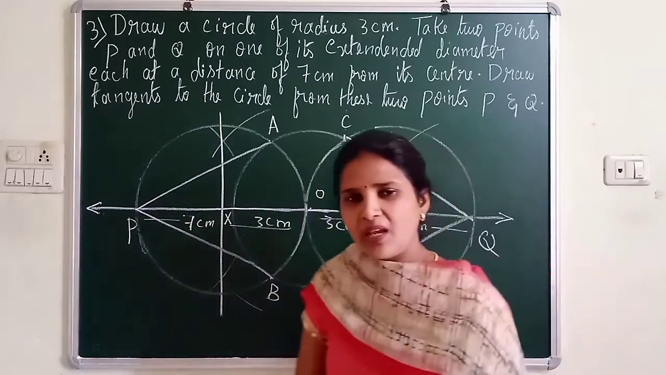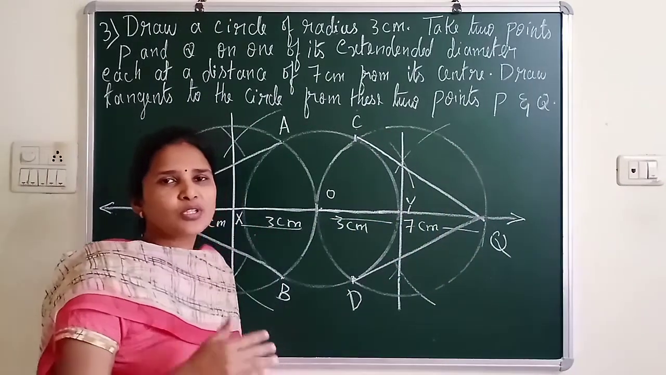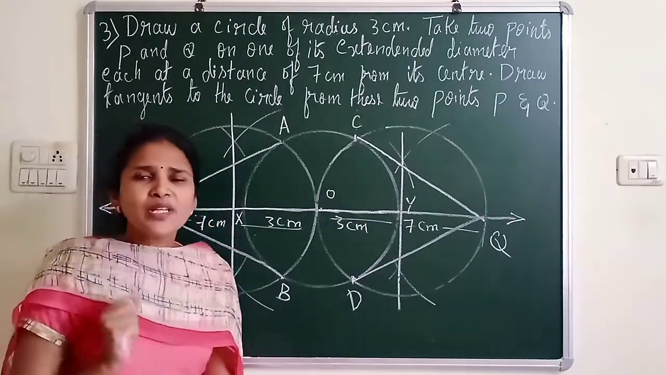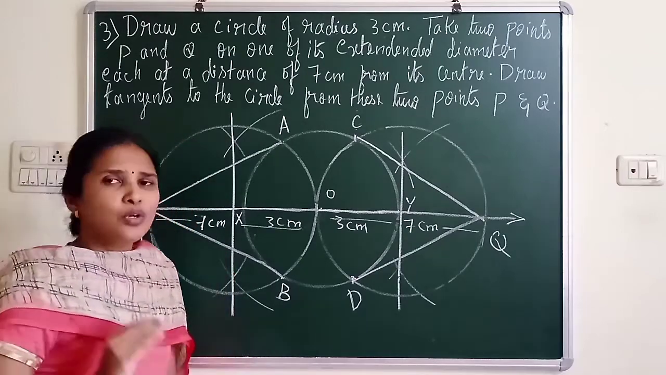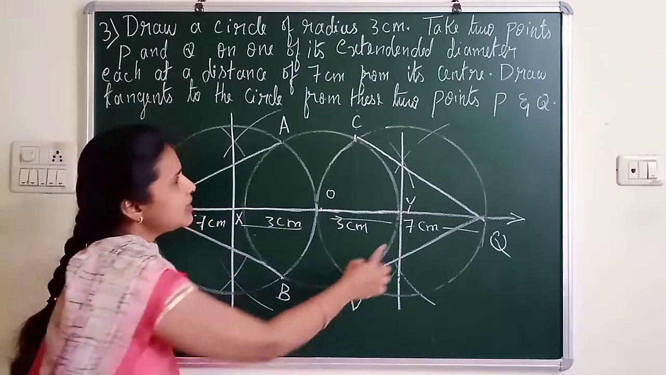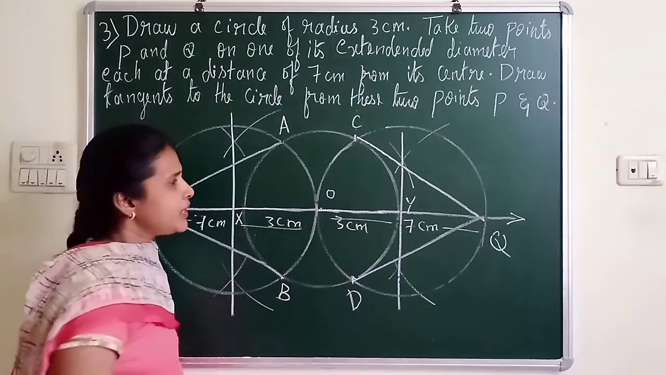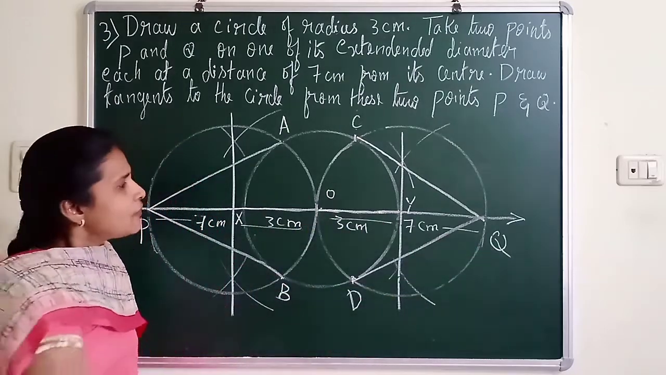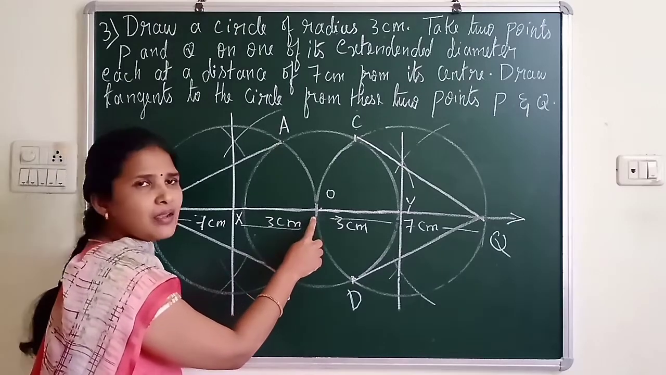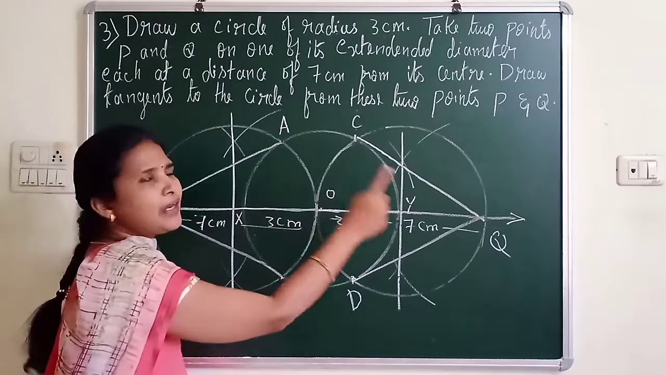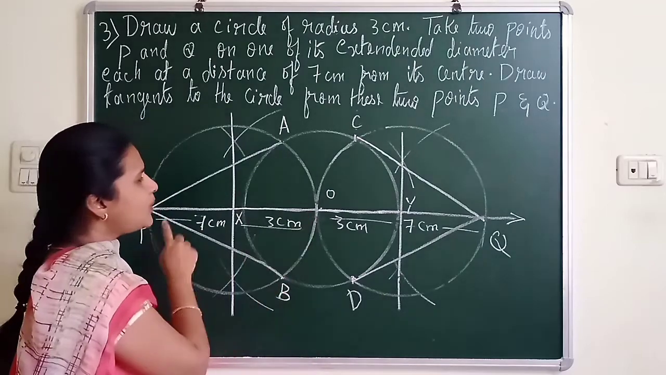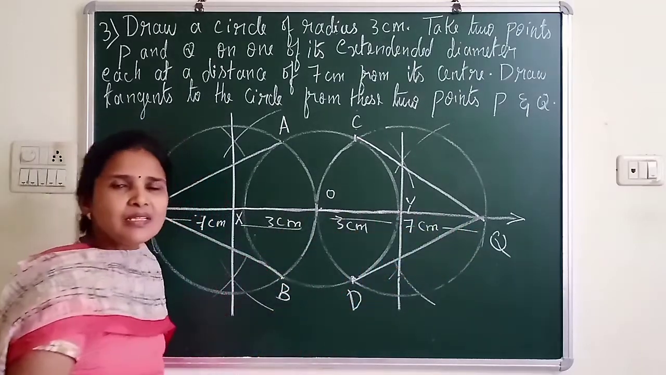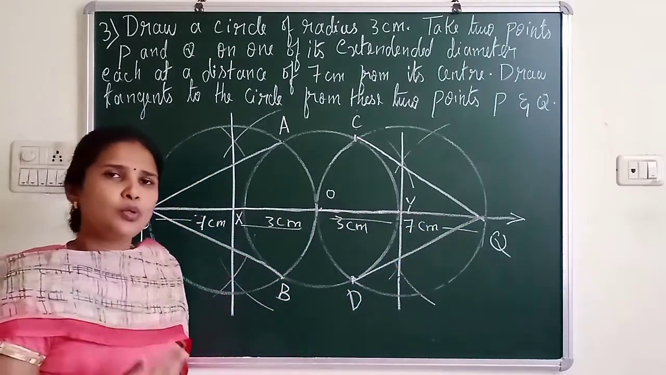Now let me explain step by step the construction steps. So what is the first step? Given, draw a circle of radius 3 cm. That is the first step. Next step, extend the diameter on both sides. From the center O, mark points P and Q such that OP and OQ are 7 cm. So this is step number 2.